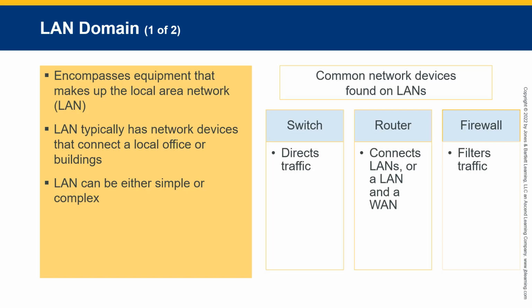Under switch, you have direct traffic. Under router, this connects LANs or a LAN and a WAN. And the firewall filters your traffic. For example, Microsoft software is very vulnerable, so companies will have a firewall where the internet comes in to protect their users. Okay.